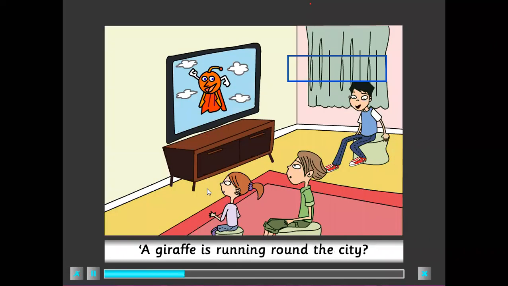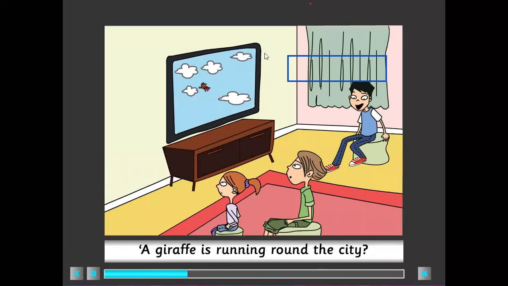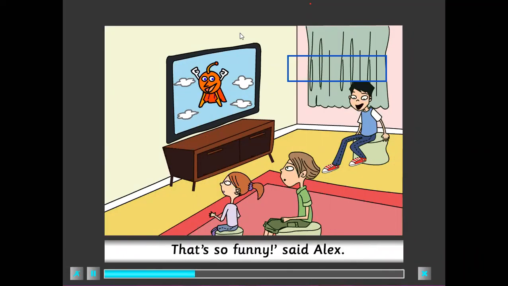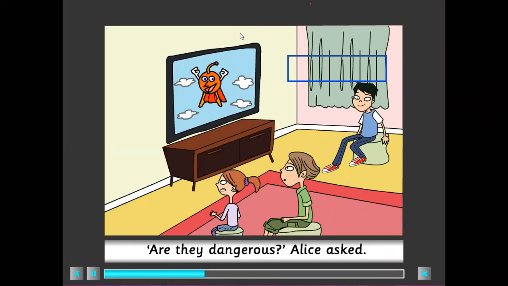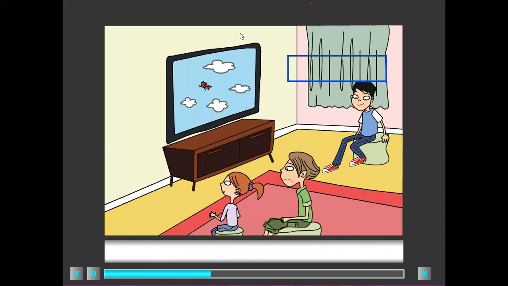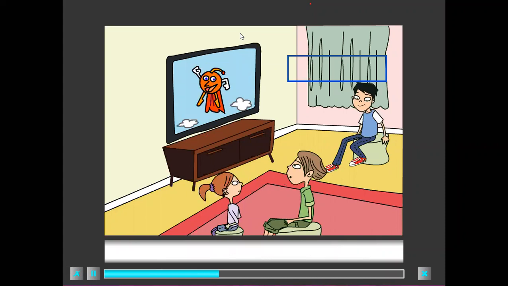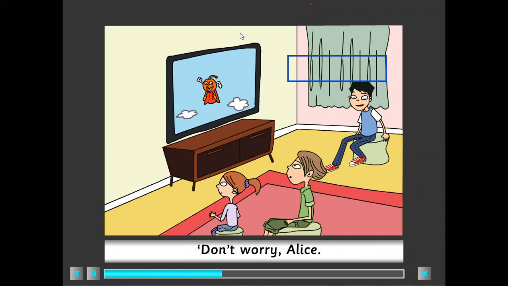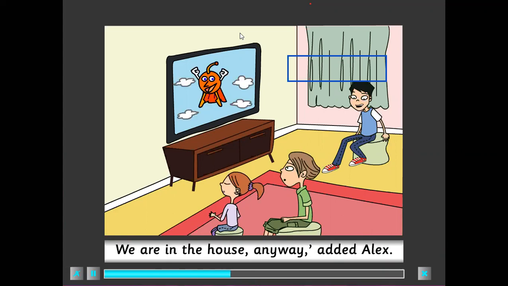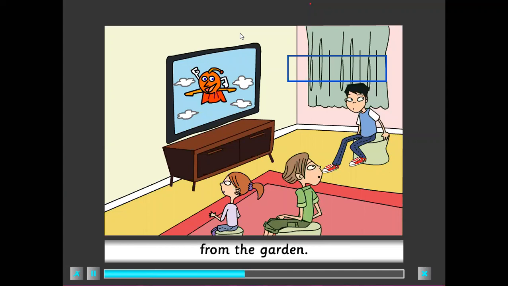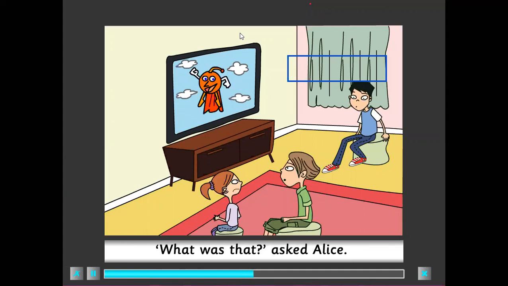The zookeepers are looking for the giraffe in the city. A giraffe is running around the city? That's so funny, said Alex. Are they dangerous? Alice asked. I don't know, said Tyler. Don't worry, Alice. We are in the house anyway, added Alex. Suddenly, they heard a noise from the garden. What was that? asked Alice.